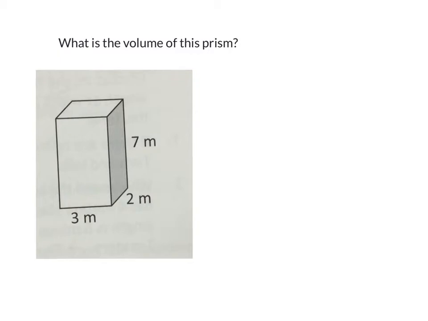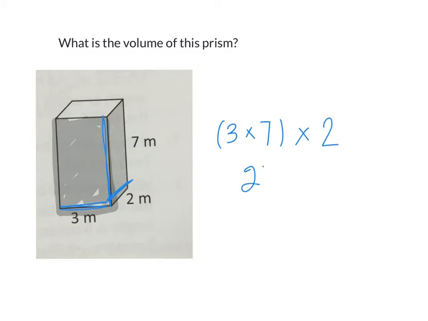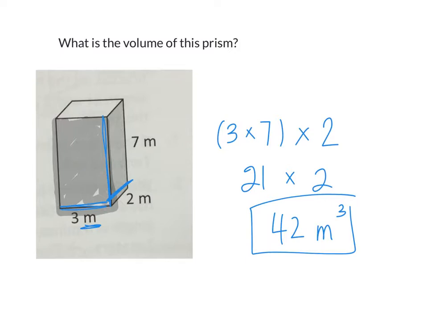Well, let's think about it in terms of area. So let's find the area of this face right here. In order to find the area of that face, we need this length, which is what? 3, times this length, which is what? 7. And then we need to multiply that by the depth, which is? 2. So what's 3 times 7? 21. Okay, what's 21 times 2? 42. And what would my units be? Cubic meters, because each length is a meter, okay? So the volume of this prism is 42 cubic meters.